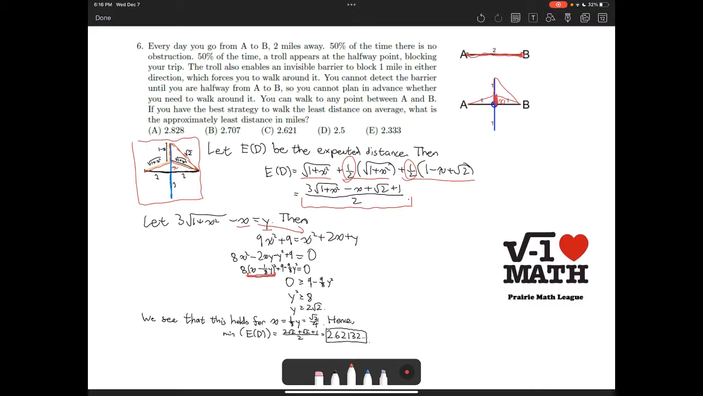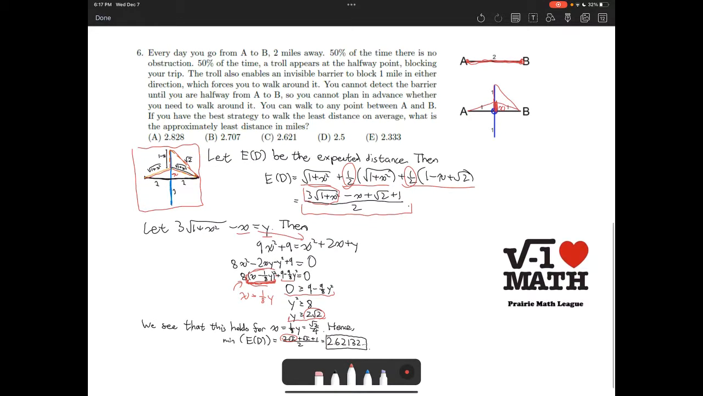Anyways, we know that this is at least 0 because it's a square. So we can substitute this in, and we get that y is greater than or equal to 2 square root of 2. Now this is minimized when x is equal to 1 over 8y, as we can see over here. And we can use a calculator to make sure that this actually can be attained. And we do see that it is possible. So we plug this back into this expression for this value, and we get our final answer of 2.621, or C.